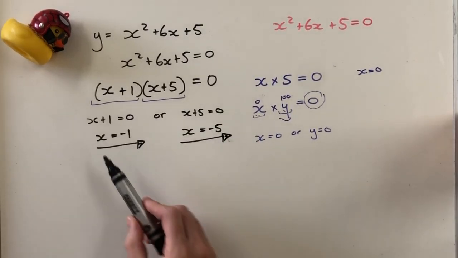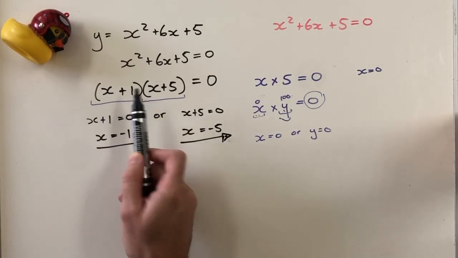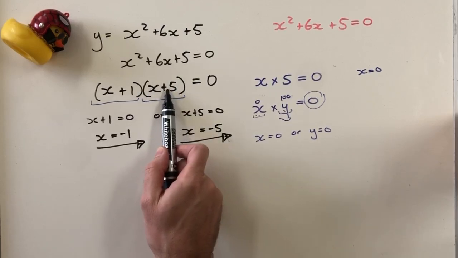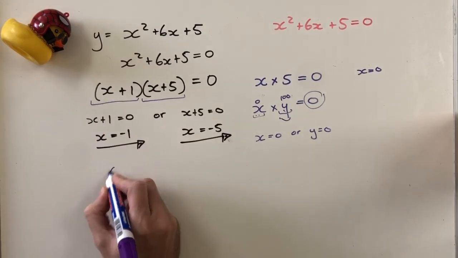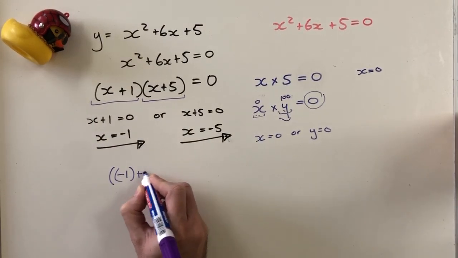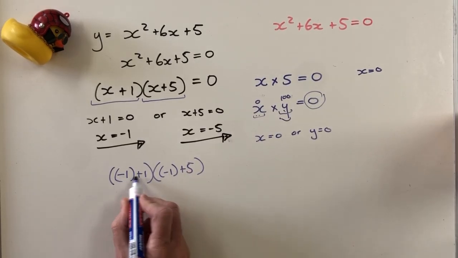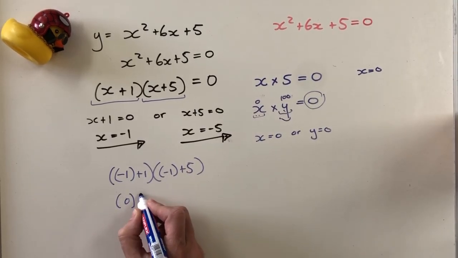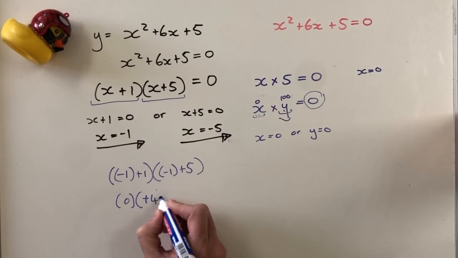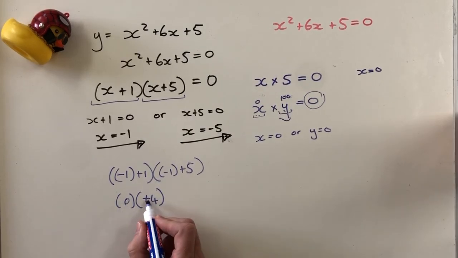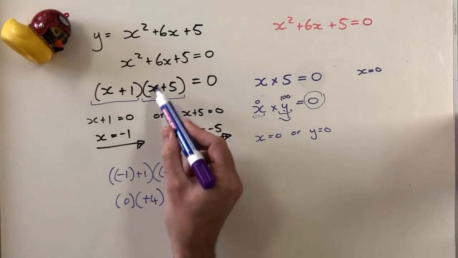Let's just check. If I were to put -1 in x's place there, then -1 plus 1 would give me 0. And it doesn't matter what this is, it will give me 0. I'm just going to test it, but you would kind of agree. So let's say I put in -1 there. -1 plus 1, and then that would be -1 plus 5. So -1 plus 1, that would be 0, times -1 plus 5 would be plus 4, and 0 times 4 would be 0. And the same way, if I put in -5 there, that would be 0.